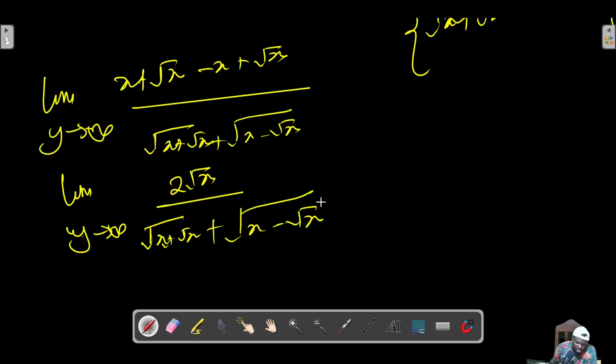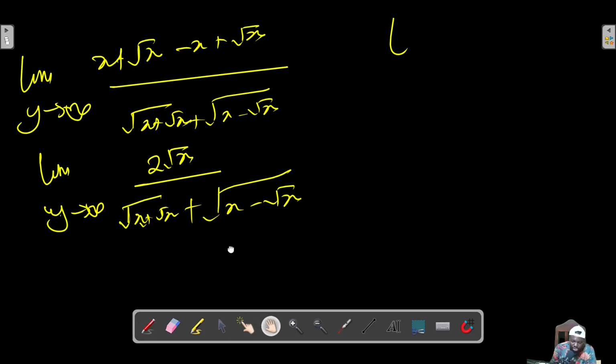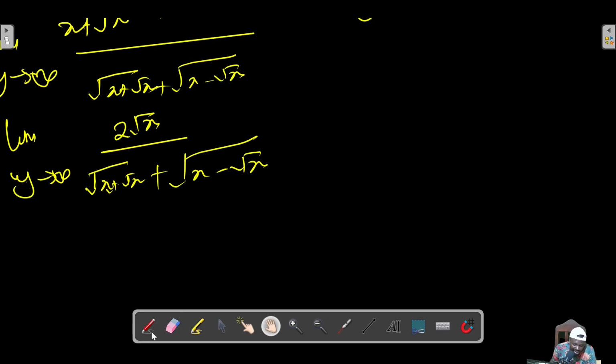So what do we do? We try as much as possible to manipulate our expression. We can either rationalize or do a normal manipulation such that some of these terms will cancel out. Then we can evaluate our limit such that we wouldn't get an indeterminate form. So what do I choose to do? Now I choose to rationalize the denominator. So we are rationalizing again.